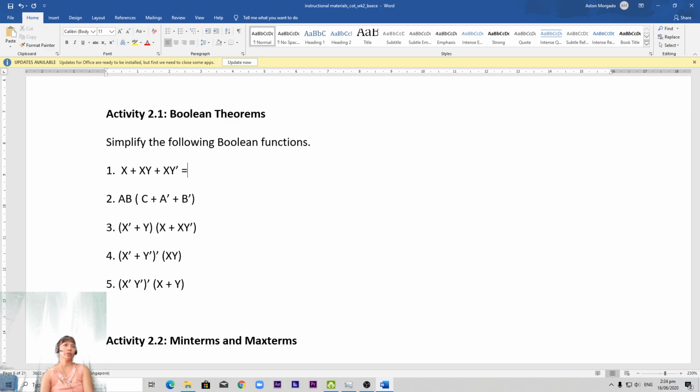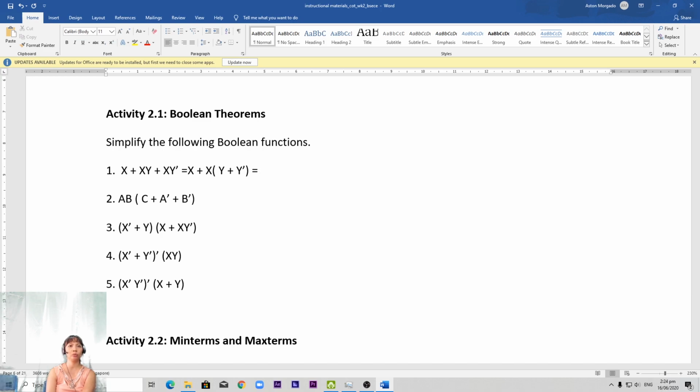Let's factor out the x first. x plus x times (y plus y prime). From single variable theorems, y plus y prime, or x plus x prime, is equal to 1.